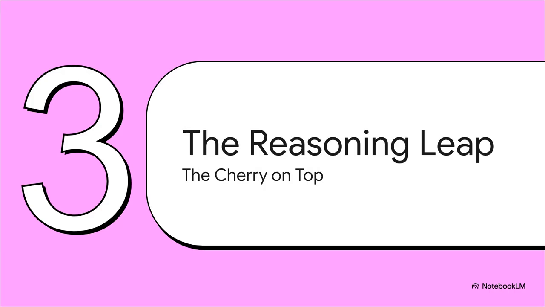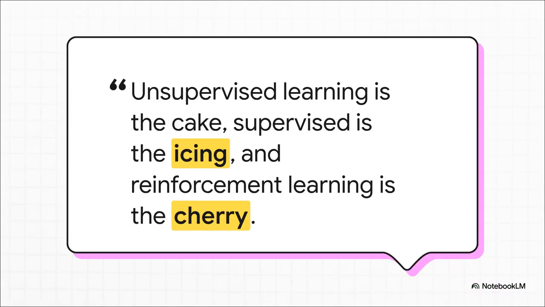All right, so now it's helpful. But how do we get it to take that big leap into real reasoning? This is where we add the cherry on top. AI legend Yann LeCun had this great way of putting it back in 2016. He said, pre-training is the cake, supervised learning is the icing, and reinforcement learning, that's the cherry on top. It's that final crucial piece.